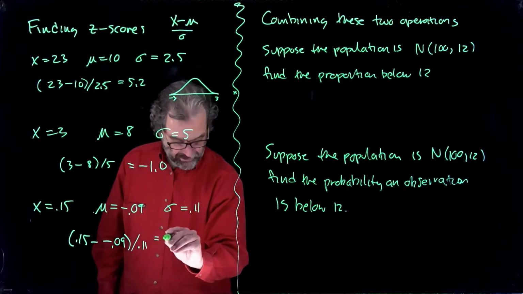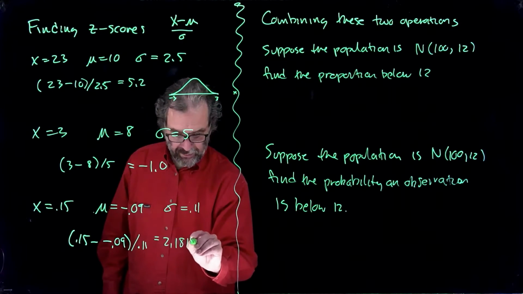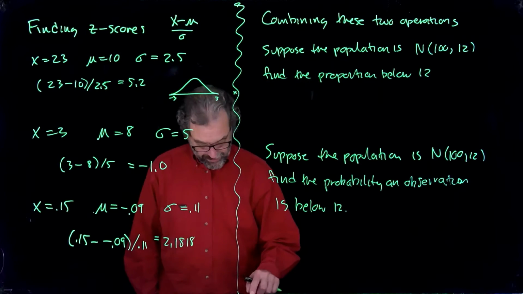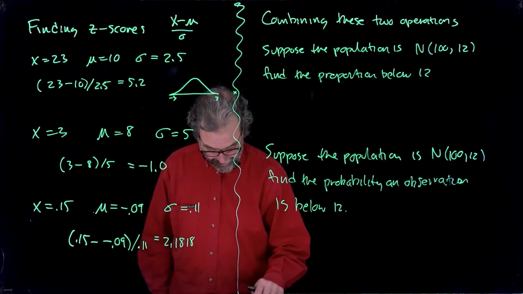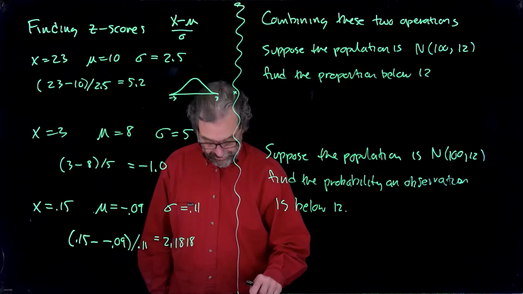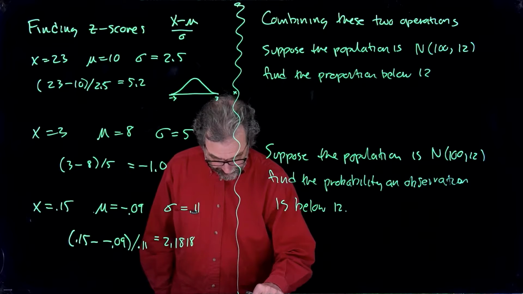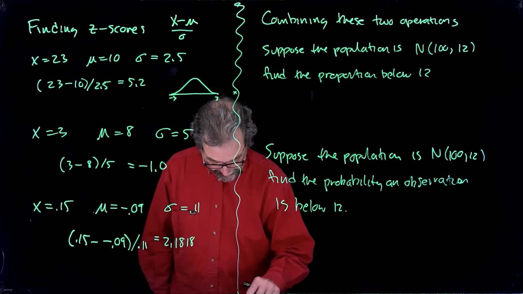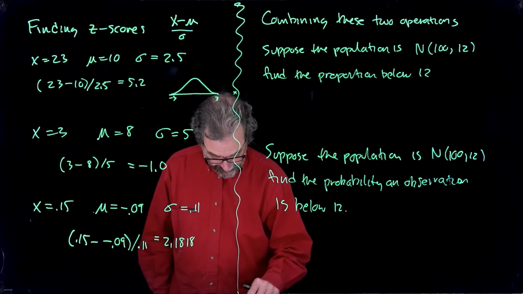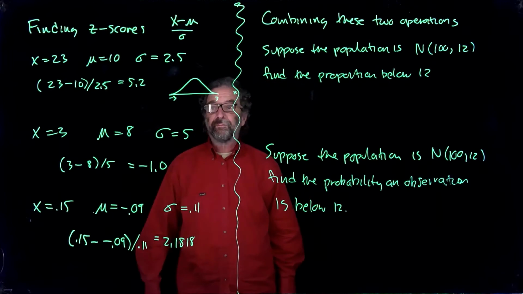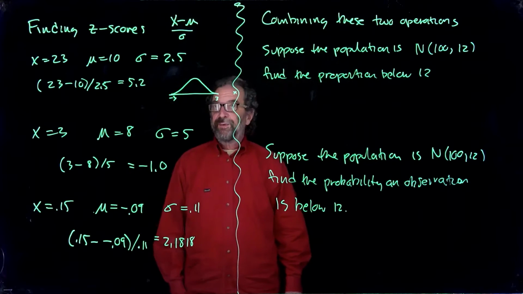And I get 2.1818 repeating like that. And you get the same answer if you did parentheses 0.15 plus 0.09 divided by 0.11, if you typed it right. 0.15 plus 0.09 divided by 0.11. True enough, okay. So that's finding z-score.